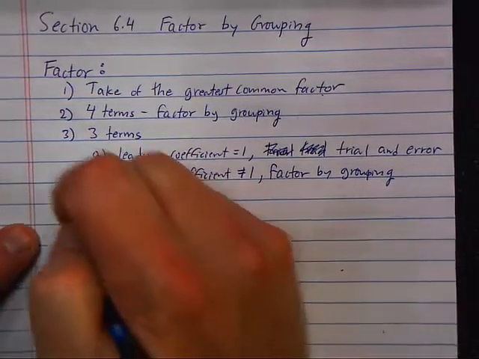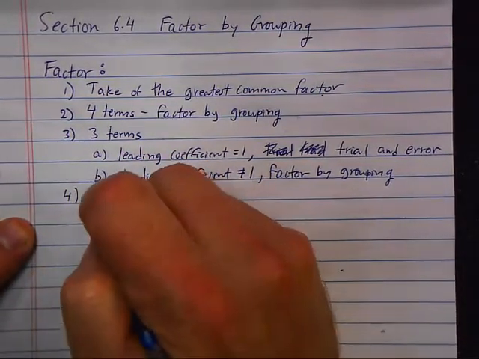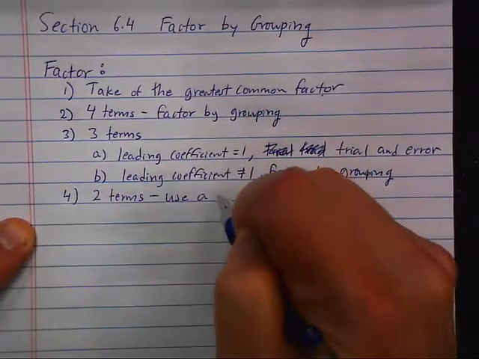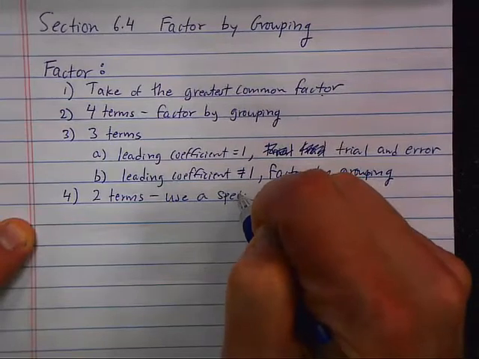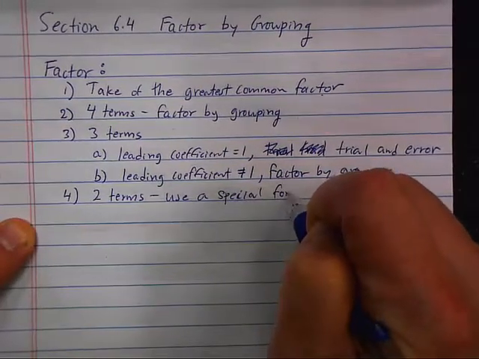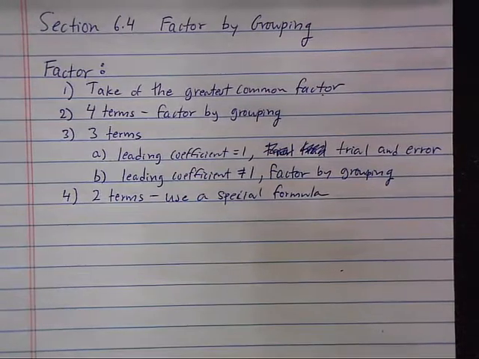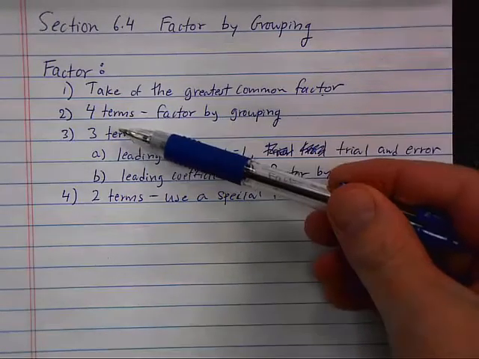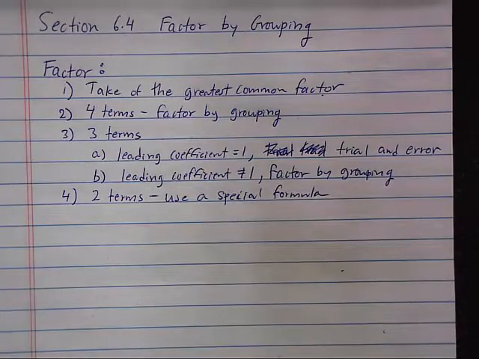And finally, if your polynomial only has 2 terms, you will use a special formula. And that's covered in the next section, section 6.5. So we'll end up doing that next week. Okay, but there's the steps you go through. You see the word factor. The first thing you look for is a greatest common factor. Once you're done with your greatest common factor, you count the number of terms left, and depending on how many terms there are, you will do different things. Okay?